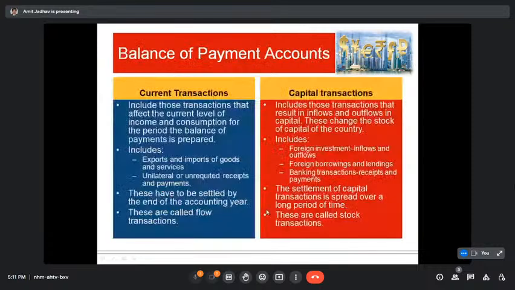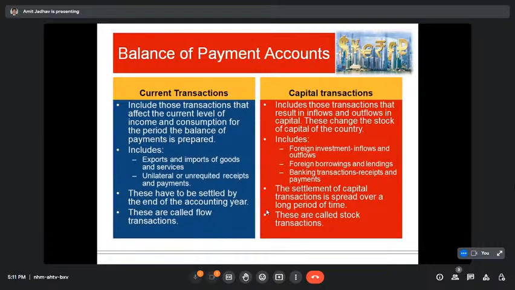Next, we discuss the balance of payment account. Basically, there are two accounts in a balance of payment: the current transaction and the capital transaction. The current transaction is known as the current account, and the capital transaction is known as the capital account.